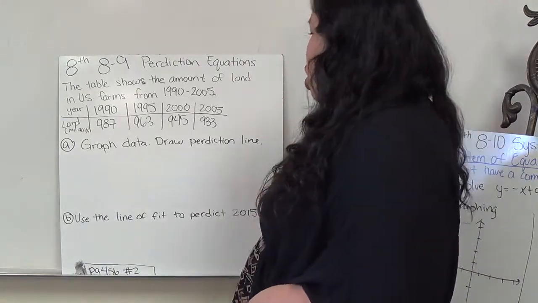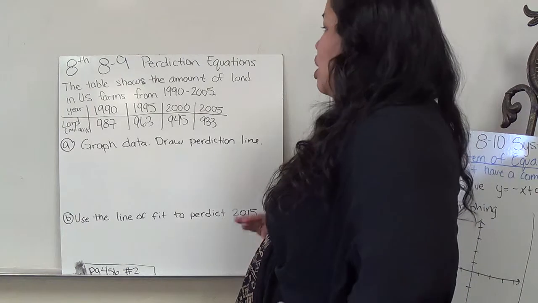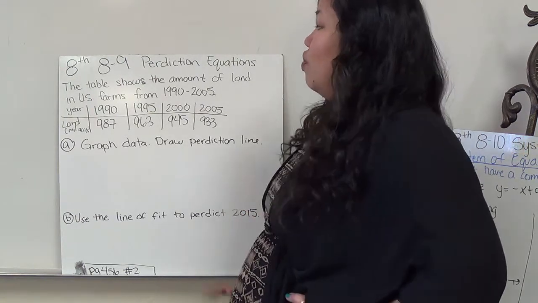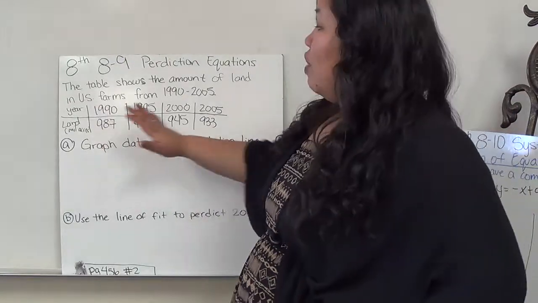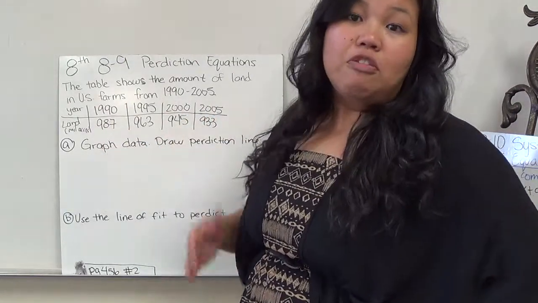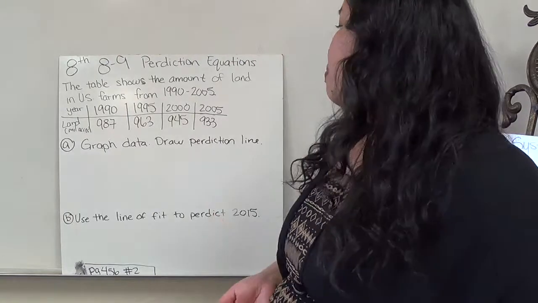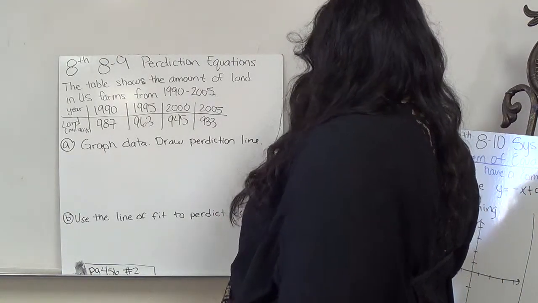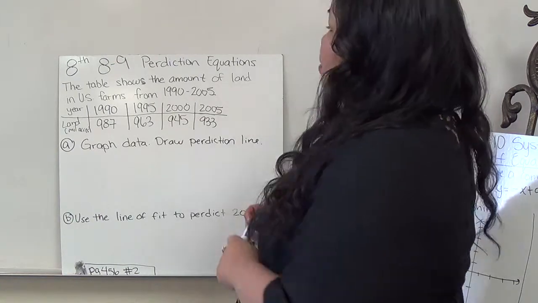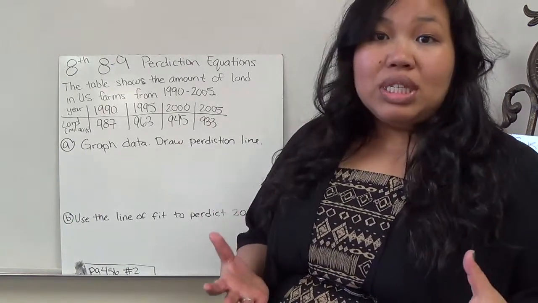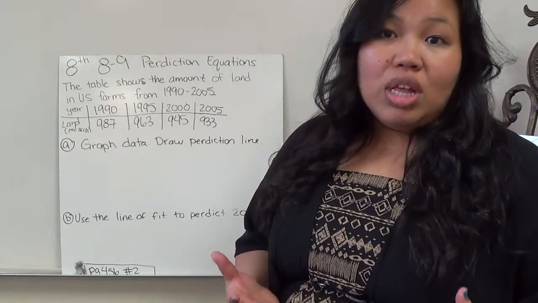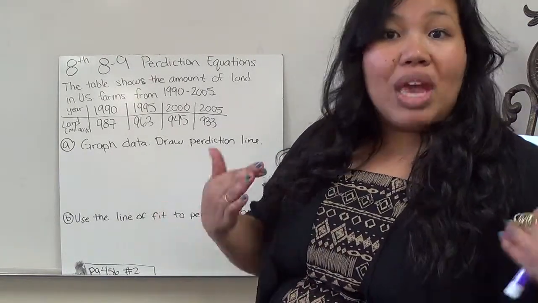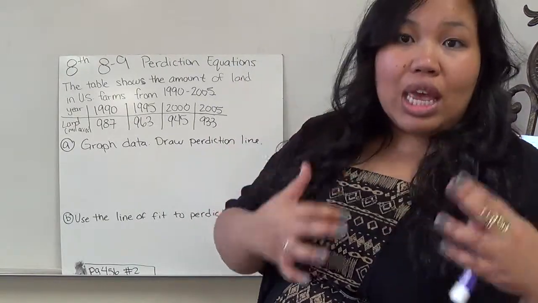So let's start with this information. It says the table shows the amount of land in U.S. farms from 1990 to 2005. So the first step is for them to give us the pattern so that we can find the equation that fits the pattern. In order for us to find the equation, we have to find organization amidst the chaos, because of course in real life we're not always going to have a perfectly straight line. So we have to find a line within the chaos of the pattern.